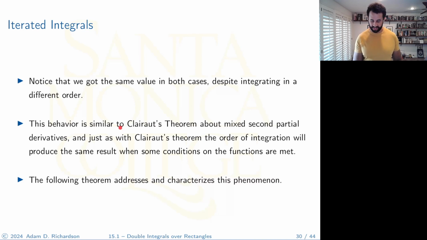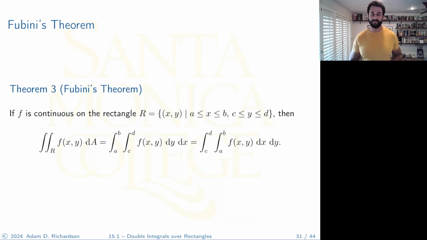So this behavior is kind of like Clairaut's theorem, if you remember the one about the mixed second partial derivatives and how if they were continuous, then they had to be equal, right? This is basically it. So just like with Clairaut's theorem, if there was a condition met, then we would get equality. So here, if there's a condition met on those functions, then we can integrate in either order. And this is what's called Fubini's theorem.